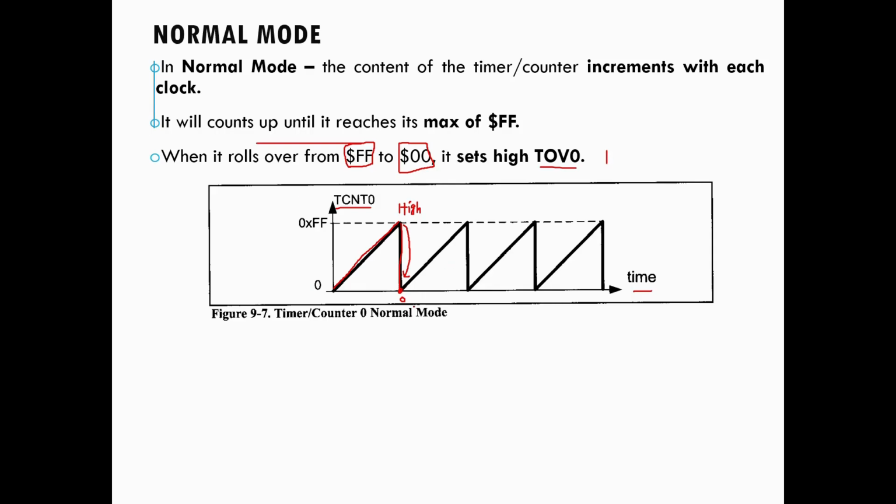Same again, once TCNT increases until 0xFF, it rolls over to 0, and the TOV flag will be 1. It is the same over time.